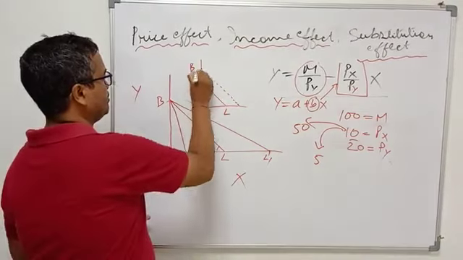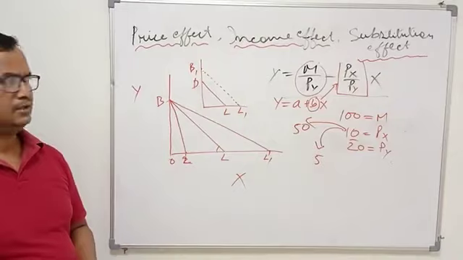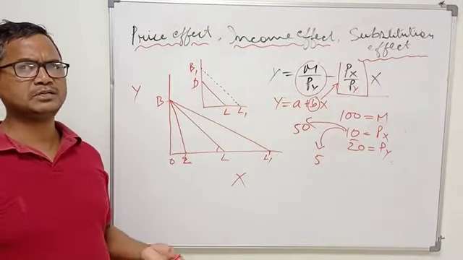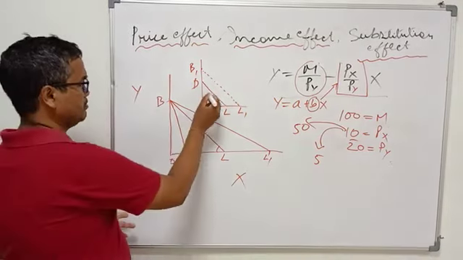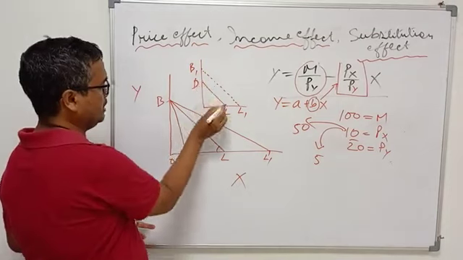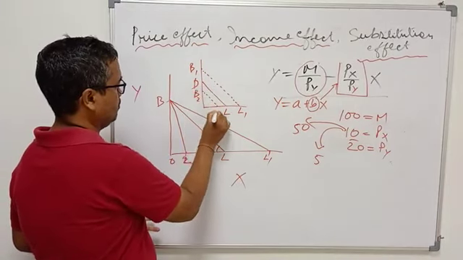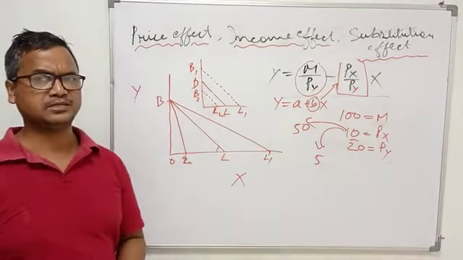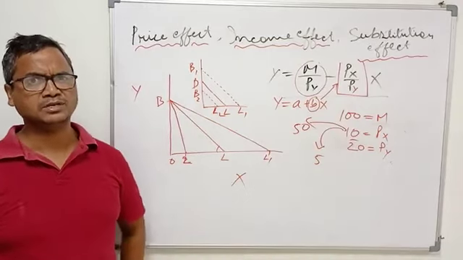Then in that case your new budget line will be BL1, given that BL is the original budget line. And if the prices of both the commodities are increasing, then from the original BL line, your new budget line will become B2L2. Depending upon whether the prices of commodities are increasing or decreasing, the budget line also shifts.